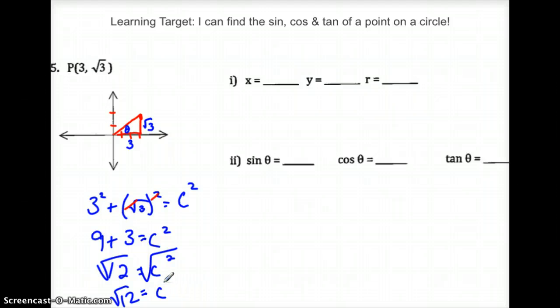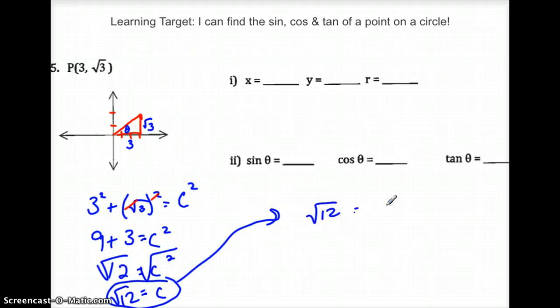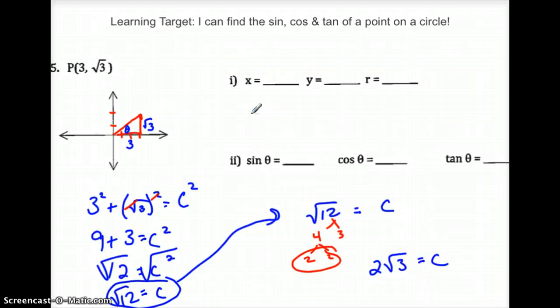But you know what? That's not simplified. I need to simplify my radicals because the directions will say that on like a test or quiz. So let me move that over here, and I gotta do a factor tree. 4 and 3 are the pair I'm thinking, and then 2 and 2. And by golly, looky there, I sure do have a pair. So this is really 2 radical 3 is my c value. 2 radical 3. Okay, so x was 3, y was square root of 3, and we found the hypotenuse r to be 2 radical 3.